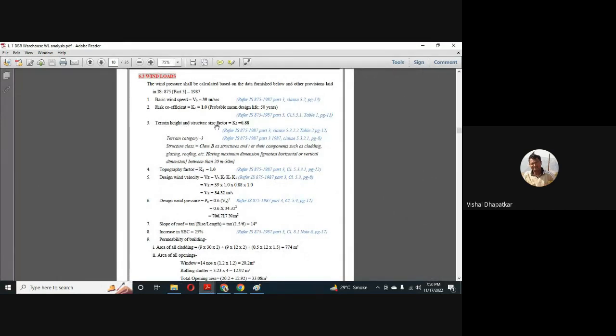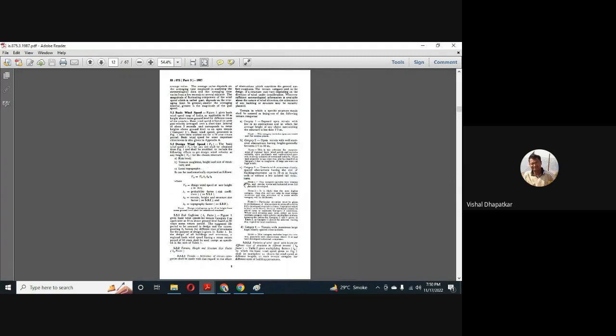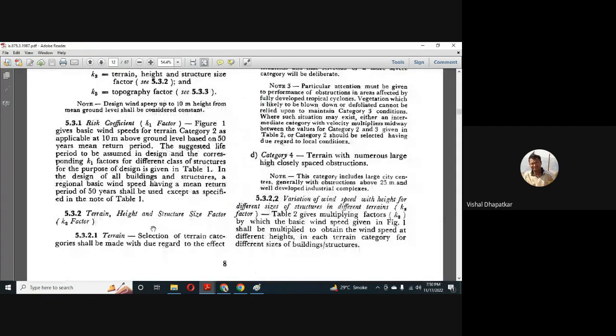Then terrain, height and structure size factor K2. K2 is 0.88. How do we arrive at K2? We'll see from here. From the name, we can conclude that this K2 factor depends on the terrain or the area where the structure is located, the height of the structure, and its size, its vertical height compared to its horizontal dimensions in both directions. So based on all these three parameters, the factor K2 is worked out.